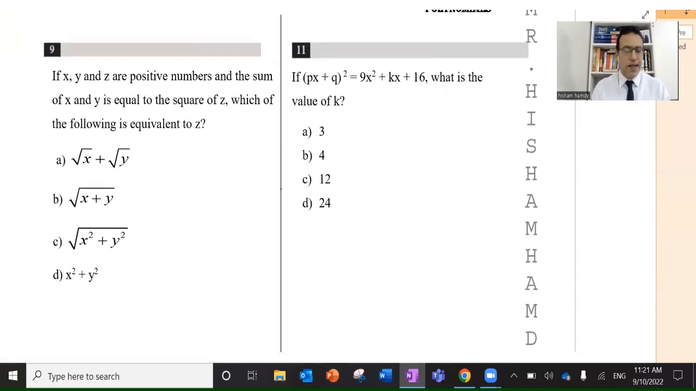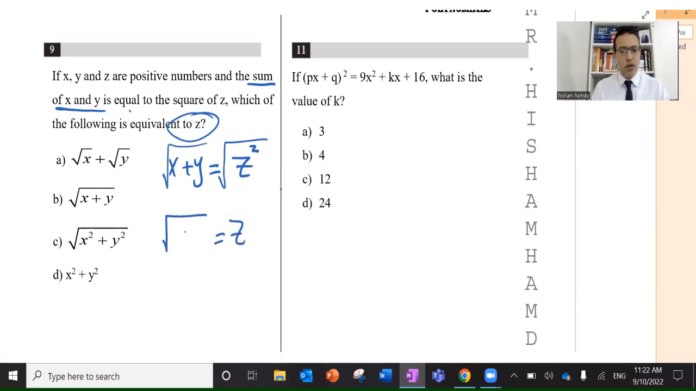Question number 9. If x, y, and z are positive numbers, and the sum of x and y, let's stop here. Sum of x and y, so x plus y, is equal to the square of z. Which of the following is equal to z? By taking the root for both terms, z will be equal to the root of the sum of x and y. So the answer is B and not A.